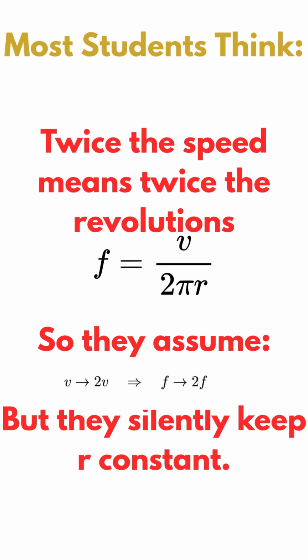Most students think that twice the speed must mean twice the revolutions per second. That would be true only if the orbit radius remains fixed. But does it?